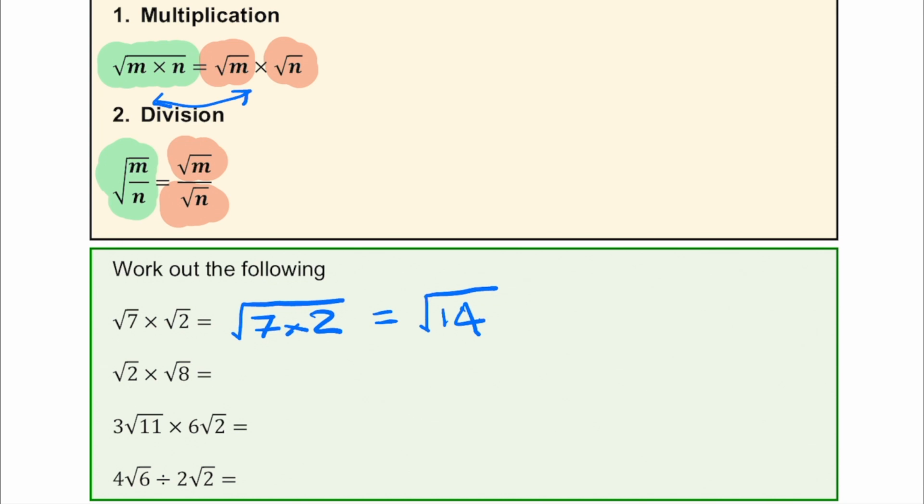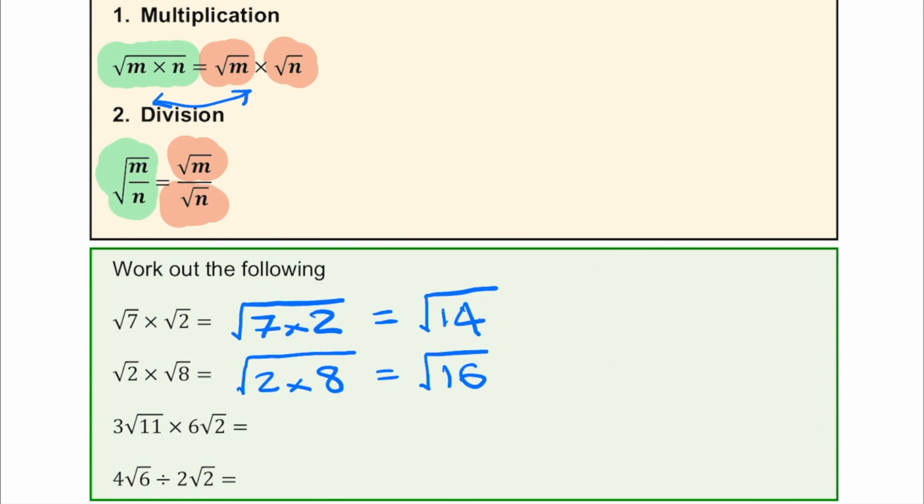Now for the second one, we're going to do exactly the same thing again. We're going to take our two separate roots that we've got, and we're going to combine them under one bigger root. And then when we square root this, 2 times the 8 is going to give us 16. And then we actually spot at this stage, 16 is actually a nice square number. So we can square root this.